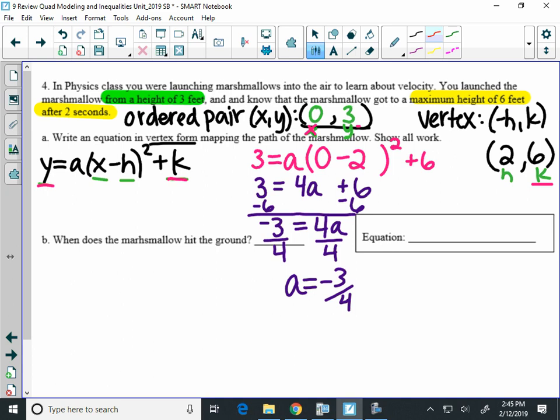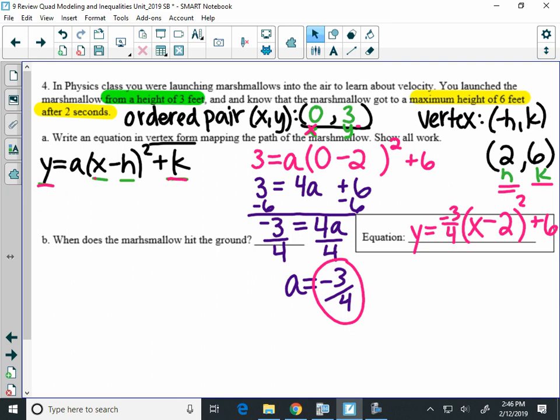That allows me to use that to write the equation. Y equals, well here my leading coefficient is negative 3 over 4. And then inside my parentheses, I go back to just an x for vertex form, minus 2 for the turning point that I know, squared plus 6. That is the equation of my path of the marshmallow.